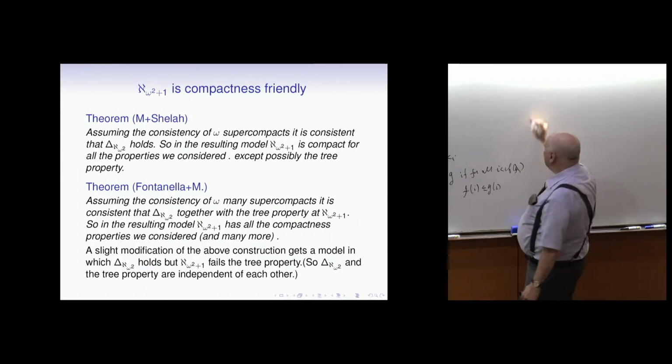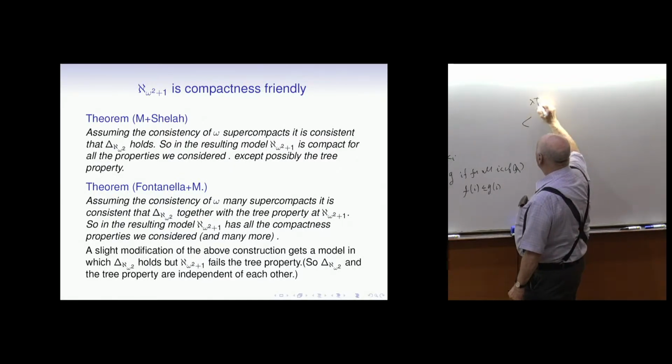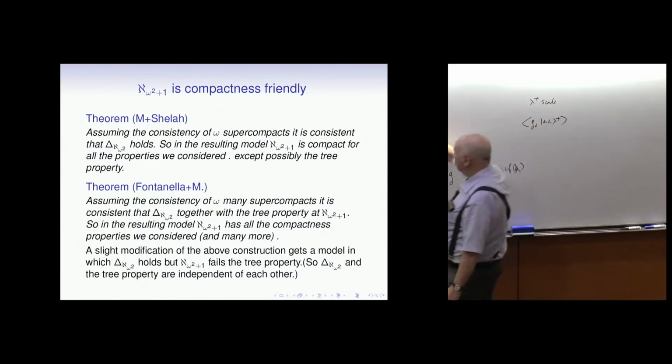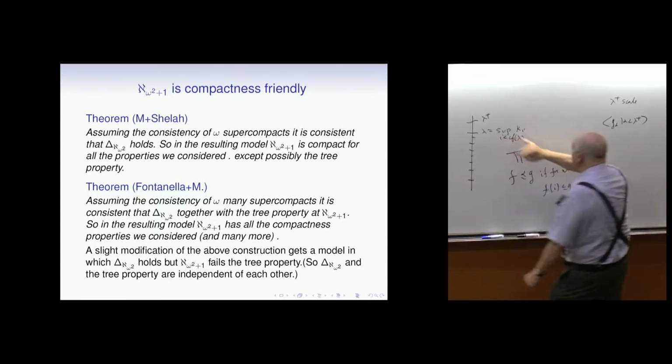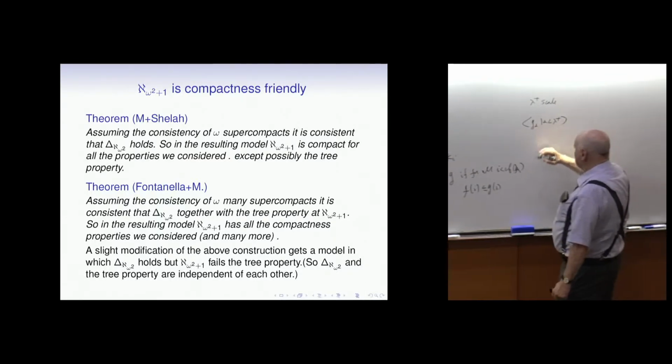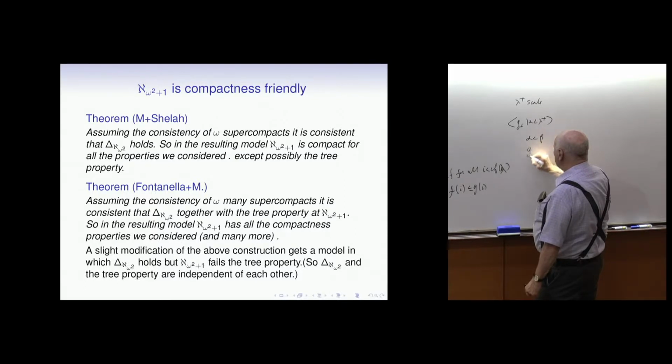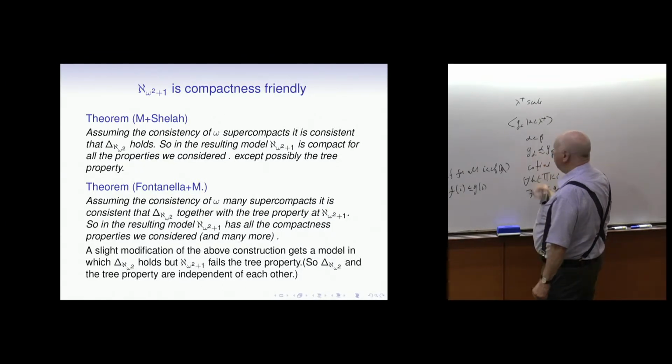Now, a lambda plus scale means a sequence g alpha for alpha less than lambda plus of functions in this product, which is increasing. Namely, if alpha less than beta, then g alpha is less or equal g beta in this partial order, and it's cofinal. Cofinal means that for every h in the product of kappa i, there exists some alpha such that g alpha bounds h.